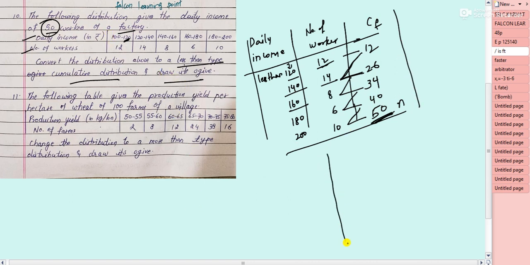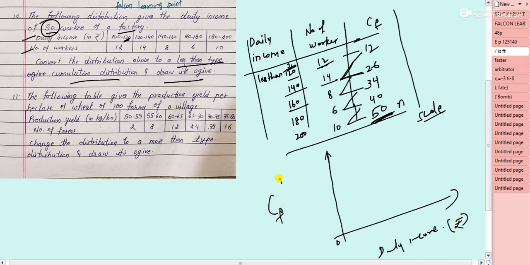I'll just roughly do the representation. This is O. Here you have to write the scale. On the x-axis always take the limits. So the limits start from 120, and here they have given daily income, so you can write daily income in rupees, and on the y-axis, cumulative frequency, it is always cumulative frequency.